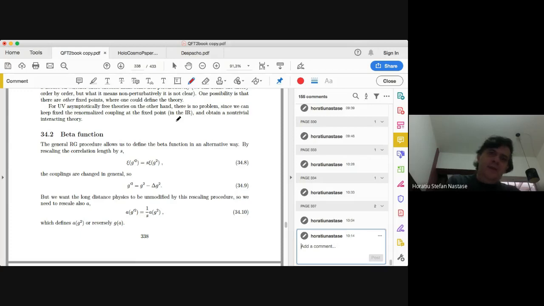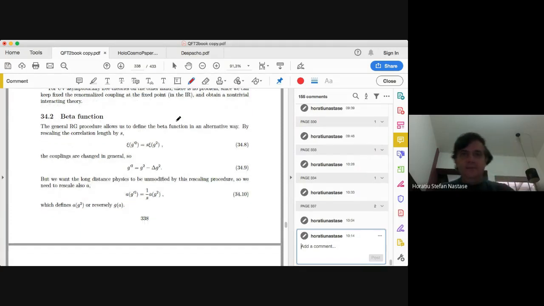The beta function. All right, so this RG procedure that we're describing now, in terms of a going to 0, allows us to define the beta function in another way. If we rescale the correlation length by s, so psi prime, I should say, if you think of psi as a function of g, then let's say psi at g prime squared is s times psi at g squared. So psi of g squared is a function here now.